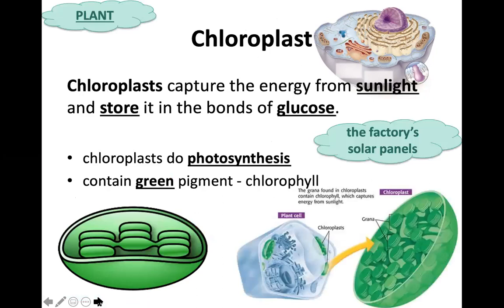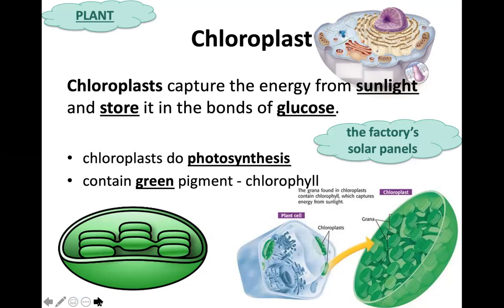Next is the chloroplast. Okay? This is the opposite of mitochondria. And we'll talk more about mitochondria and chloroplast when we get into photosynthesis and cellular respiration. But the chloroplast captures the energy from the sun, and then it stores it in bonds of glucose. So mitochondria, we're releasing energy, okay? But in a chloroplast, we're storing it. And like I said, this will come into play more when we get into photosynthesis and respiration.